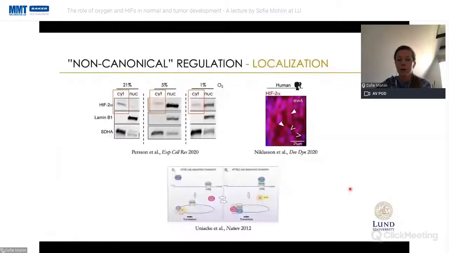And this paper is from almost 10 years ago now, and I'm showing it to you because it looks into cap-dependent translation. And in here they see that HIF-2α forms a complex together with RBM4 and other binding factors or cofactors, and they localize to the polysomes to initiate translation. So this is not transcription, it's not in the nucleus, it's in polysomes, and they initiate translation of a large set of proteins, but also a distinct set of proteins, including HIF-2 itself, actually.